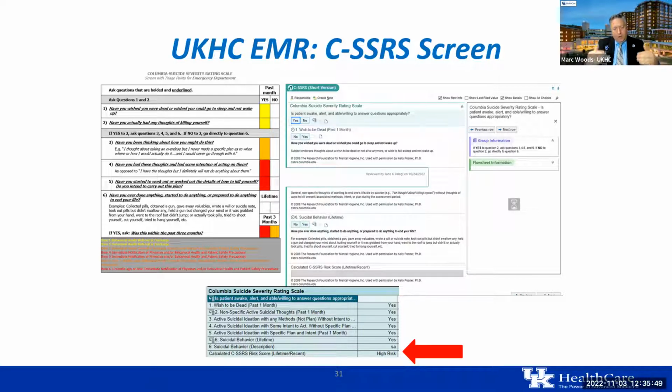And below, at the very bottom, you'll see how we had to create an algorithm so that it actually determines the risk for us as we answer the questions. That's something we had to work with our Epic team to create, but that took a lot of the guesswork out of the screenings for us. All right.